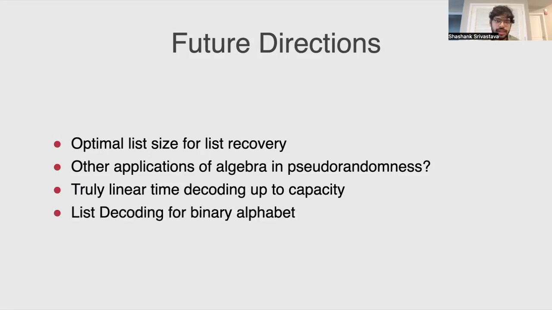And finally, all of this is for large alphabet. In general, it would be nice to have a more transparent picture of list decoding for binary alphabet, where we know very little and a lot of glaring open questions remain. Thank you.